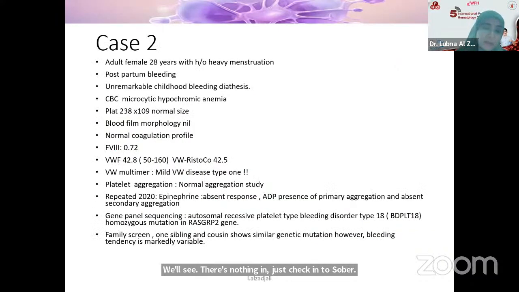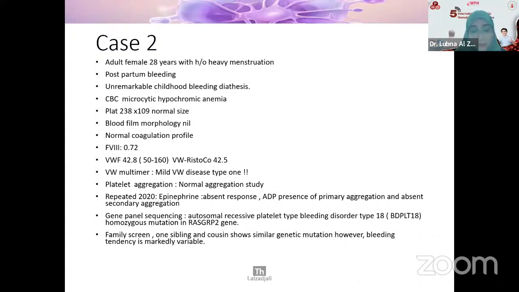However, this is another case that was presented to the adult hematologist, also female, 28 years old. She has a history of heavy menstruation and postpartum bleeding. The childhood bleeding history was unremarkable. Her CBC shows microcytic hypochromic anemia. Again, the platelet count and size are normal. The blood film morphology was unremarkable. She has a normal coagulation profile.